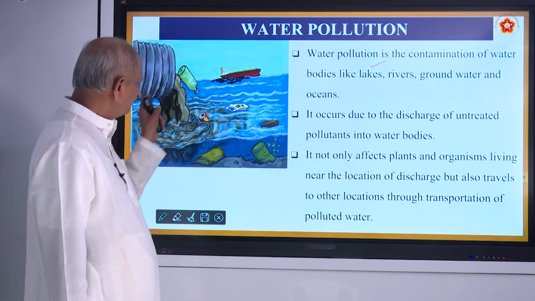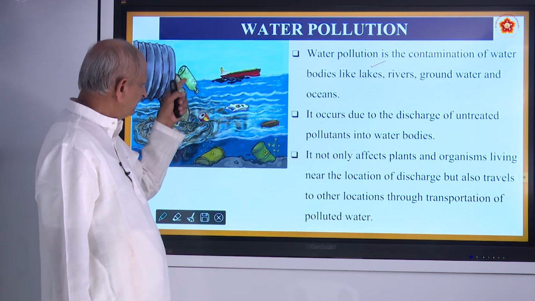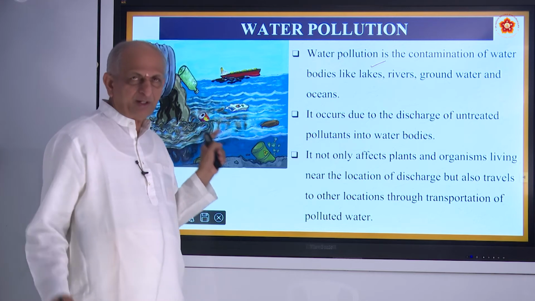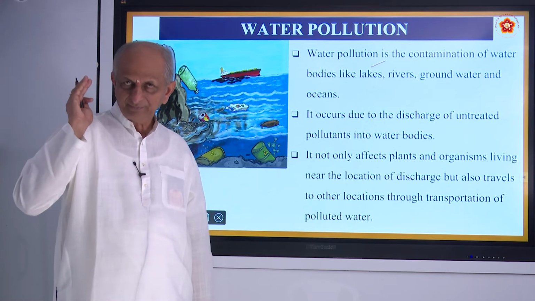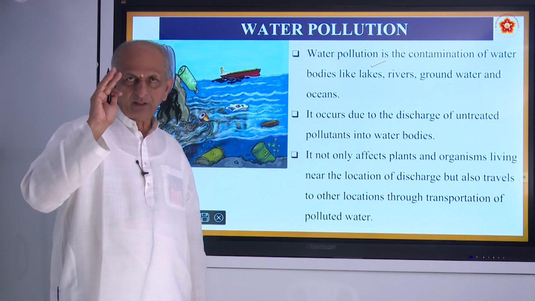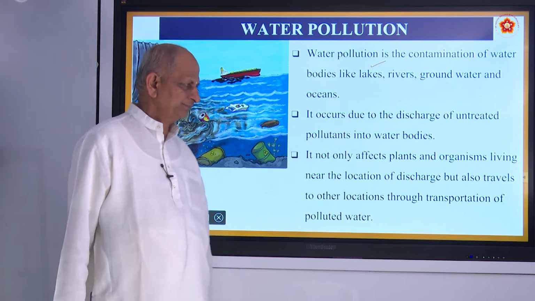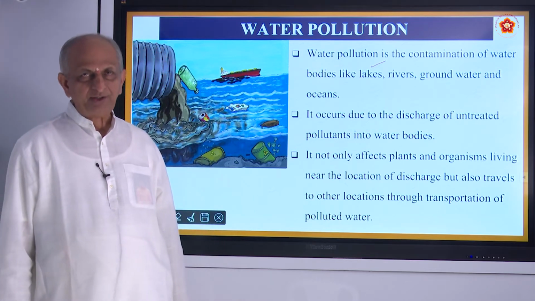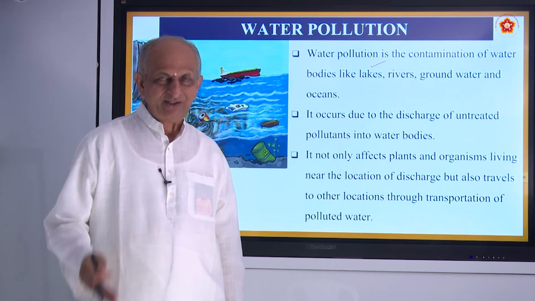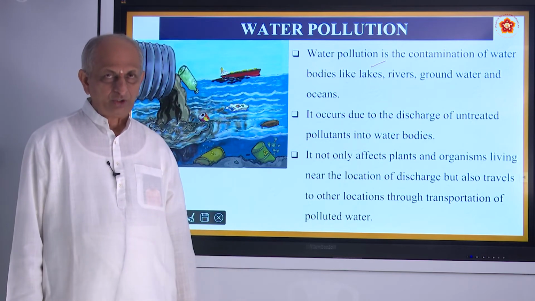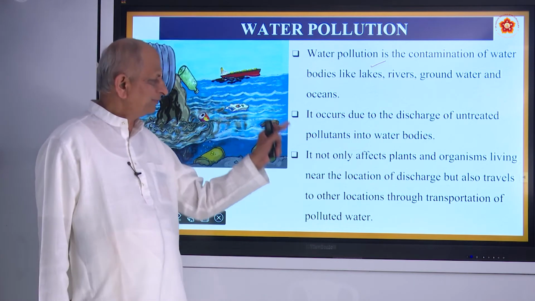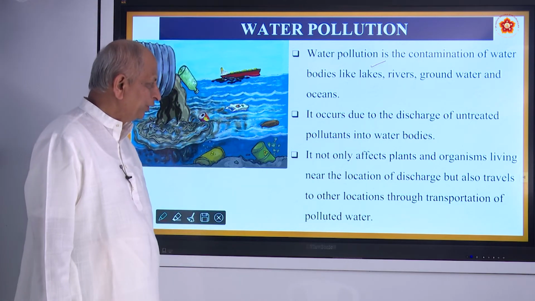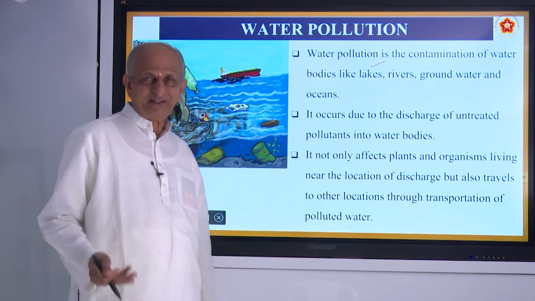So here what you see, this is a polluted water. You see this plastic bottles, then chemicals, all this. What do they do? They harm the living organisms in water. It may be plants also, it may be fishes also, tortoise and other things. No? They will be affected. Not only that, when it moves from one place to another, what happens? Wherever it goes on spreading the pollution. So do you think it is right?